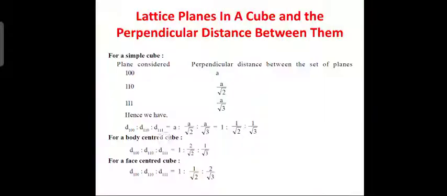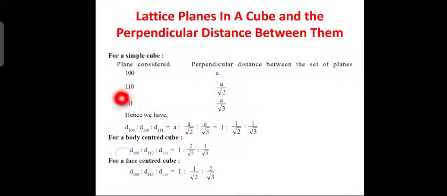Okay. Next line. Now, lattice planes in a cube and the perpendicular distance between them. So, for a simple cube, there are three planes: 1 0 0, 1 1 0 and 1 1 1. And what is the perpendicular distance between the sets of planes? For the 1 0 0 plane, the perpendicular distance is a, that is nothing but the side of the cube. 1 1 0 is a by square root of 2 and 1 1 1 is a by square root of 3.